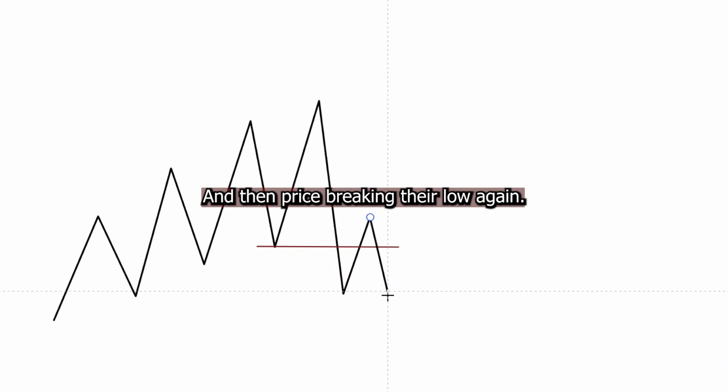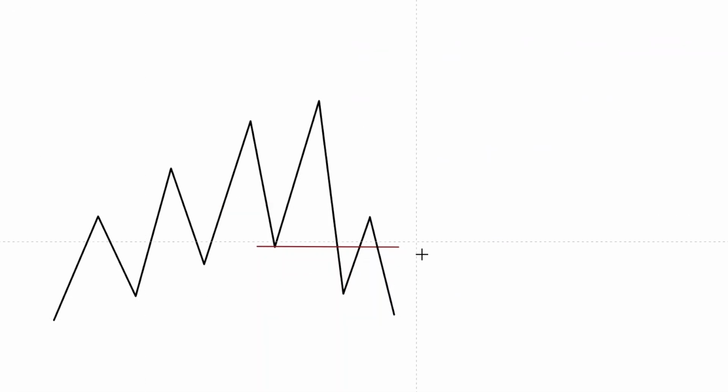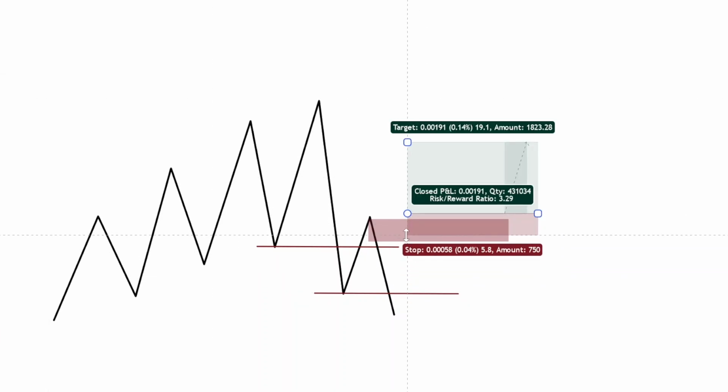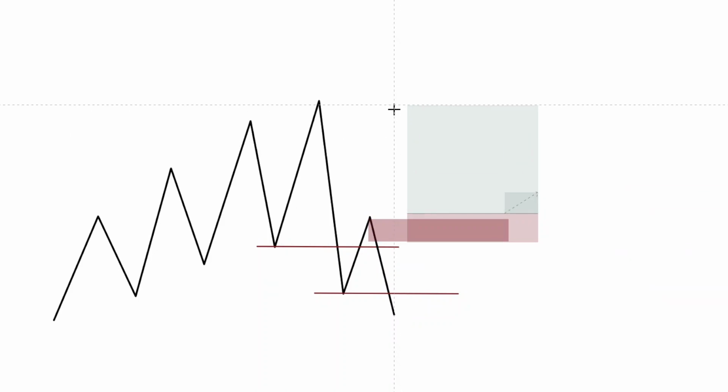And then price breaking that low again. So what happened here? That's two signals to the downside. So what are the smart money traders doing? They're looking for a short position. But what are we doing? We're looking for a long position after the failure. Why? Because the overall trend is bullish. Why go against the trend?